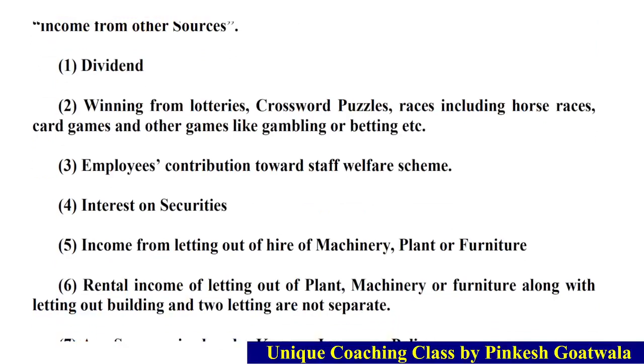We have completed the first income dividend, second winning from lotteries, third employees contribution, then fifth and sixth rental income from machinery, plant or furniture along with building or without building. So now we are going to understand the fourth point, interest on security, in this video, and it is the most important topic.